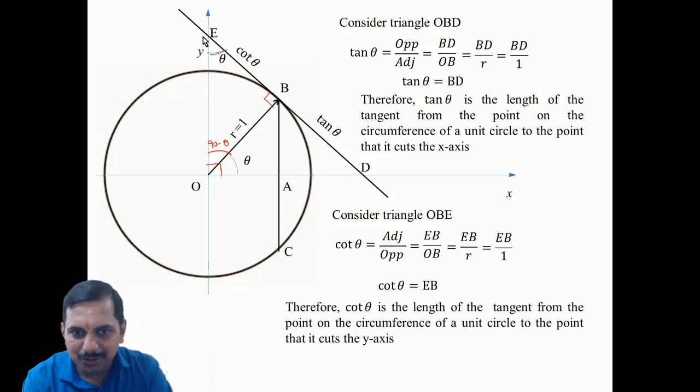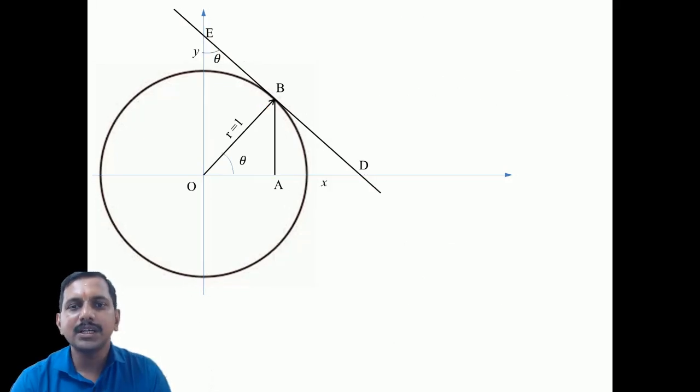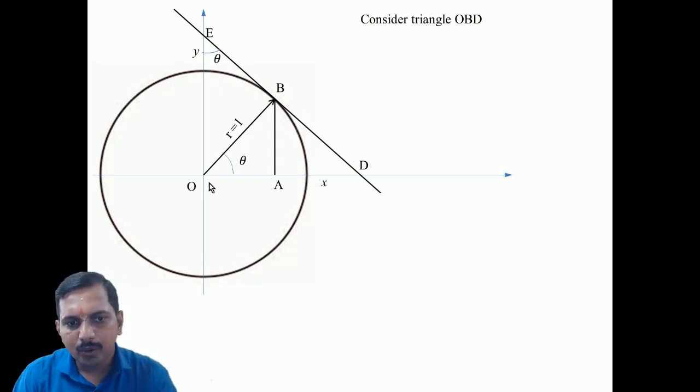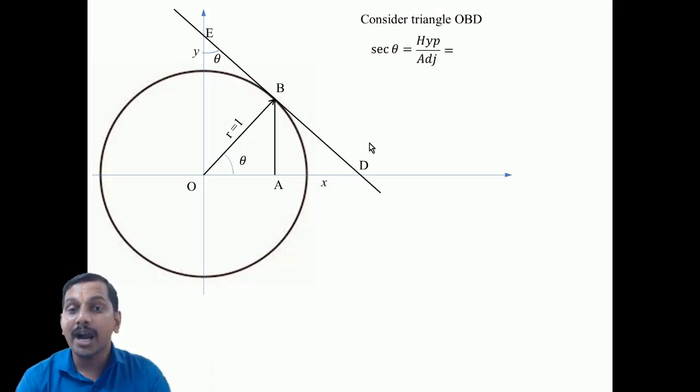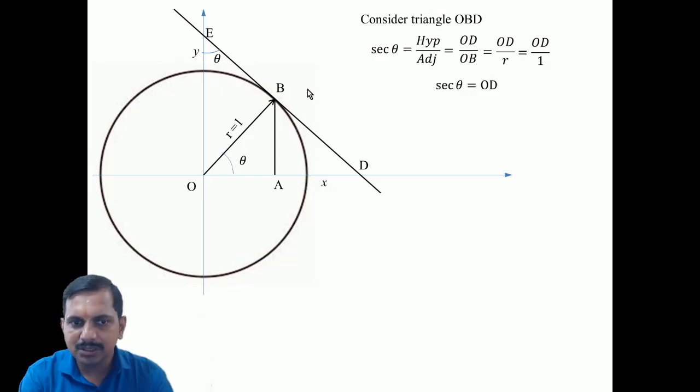Next, let us see. So this is tan theta and cot theta. Let us now consider secant theta. How does secant theta come about? If we see the triangle OBD, secant theta is hypotenuse divided by the adjacent, which is equal to OD by OB, right? So OD is the hypotenuse and adjacent is OB. And OB is radius and radius is 1. So sec theta would be OD.